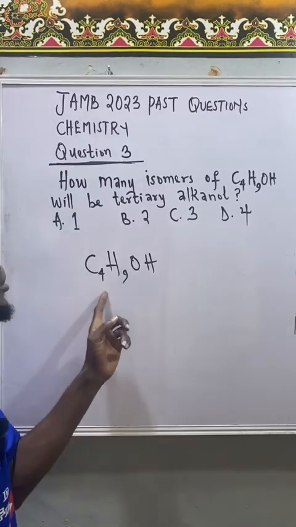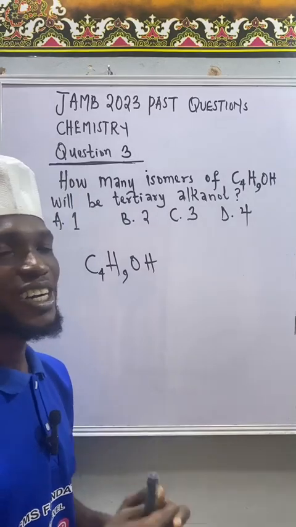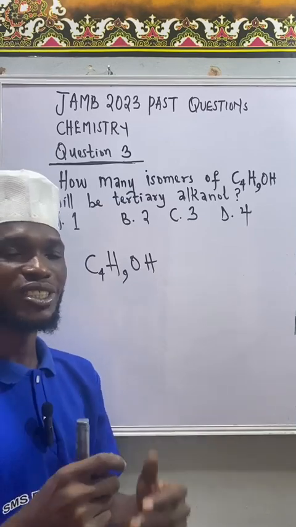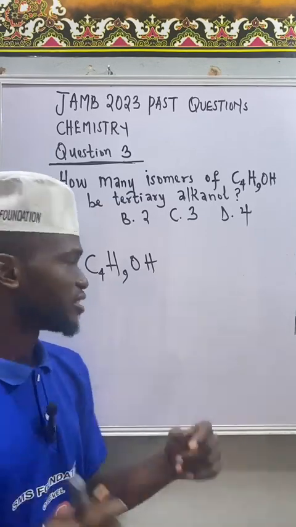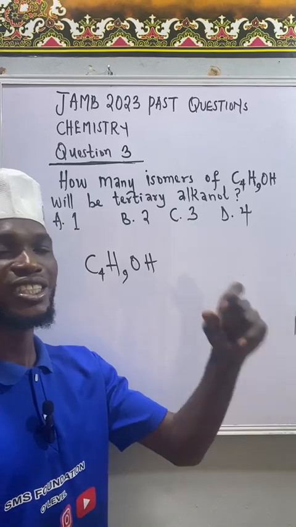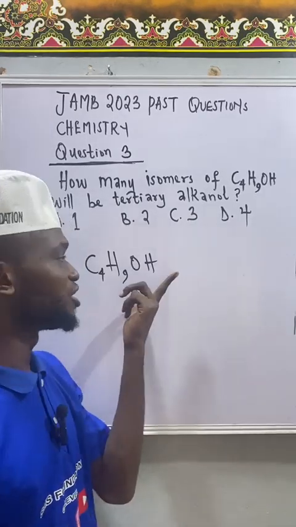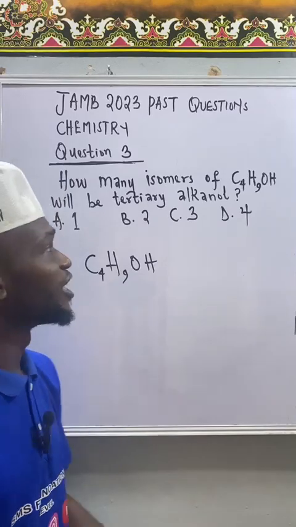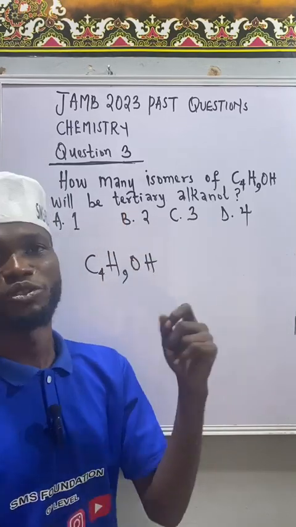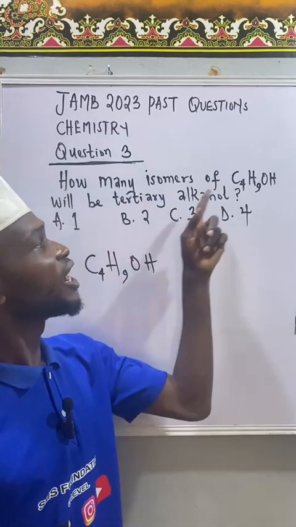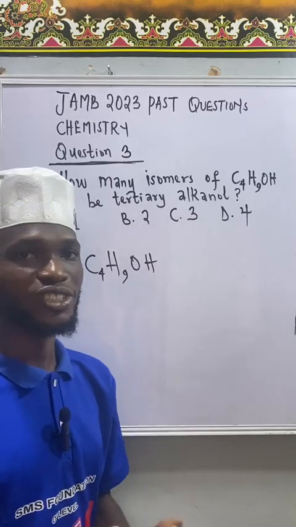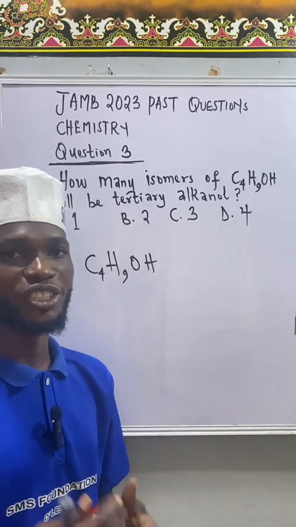Now, what do we call isomers? Isomers are organic compounds with the same chemical formula but different structural formula. Now, that means this butan-1-ol, we have some other organic compounds that will share the same chemical formula with it, but different structural formula. Now, for those isomers to be tertiary alkanol, we need to study what we mean by tertiary alkanol. First, the alkanols can be divided in 2 ways, based on the number of hydroxyl groups, then based on the number of alkyl groups present.